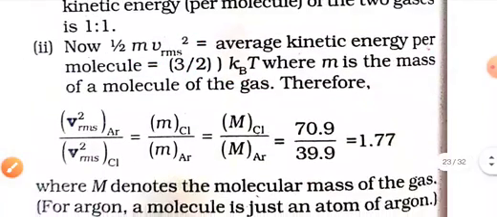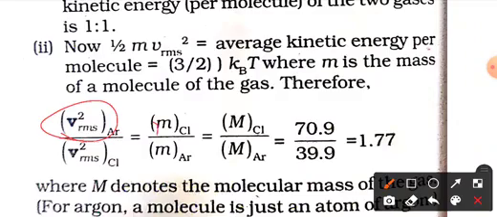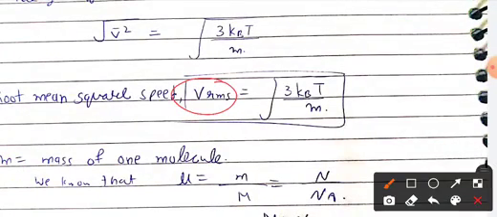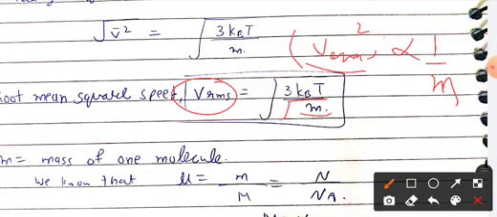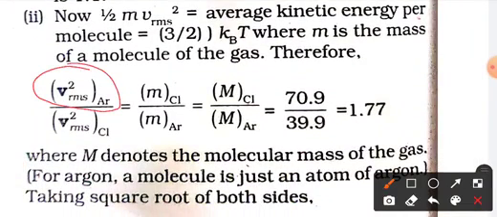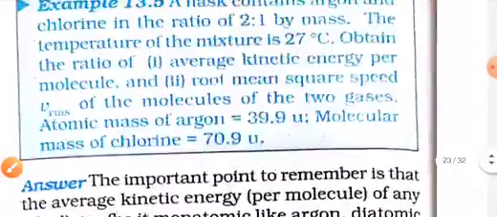Now we know that half m v_rms squared is equal to 3/2 k_B T. V_rms is inversely proportional to the square root of m, so V_rms squared will be proportional to 1 upon m. So if we are talking about the V_rms squared of argon, it is 1 upon the mass of argon. That means if we take the ratio of V_rms squared of argon upon V_rms squared of chlorine, that will be equal to the mass of chlorine upon the mass of argon, because the relation is inverse.